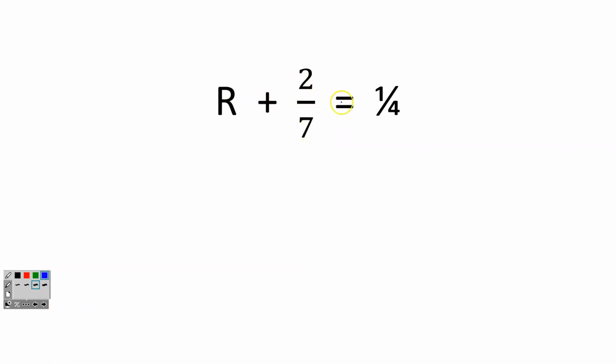R plus 2/7 equals 1/4. Opposite of adding 2/7 is subtracting 2/7. Okay, draw my fence. Those cancel out. If I type in 1/4 minus 2/7, that gives me an answer of -1/28.